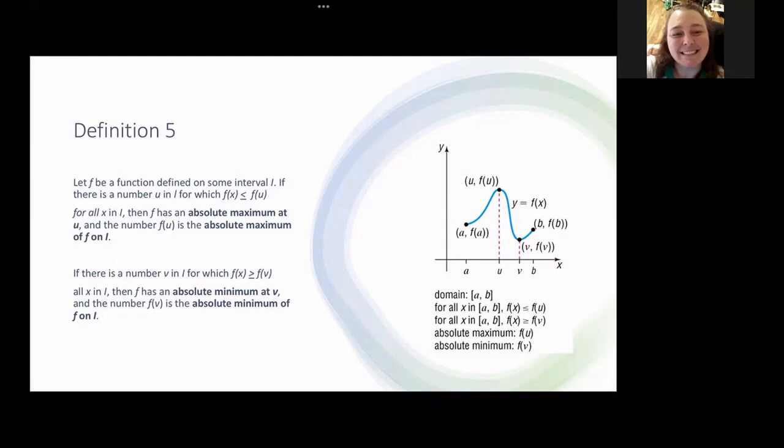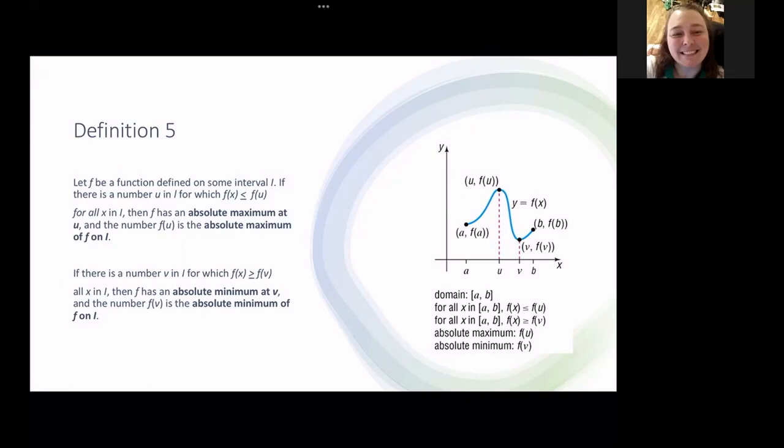So let f be a function defined on our interval. If there's a number u in there somewhere where f of x is always less than f of u, then that's an absolute maximum. An absolute maximum is going to be the maximum of the maximums. It is the location on the graph where there are no other maximums higher than that one. Now, the absolute minimum is going to be the opposite of that. You can find all of the minimums on that finite graph, but it's going to be the minimum of the minimums.